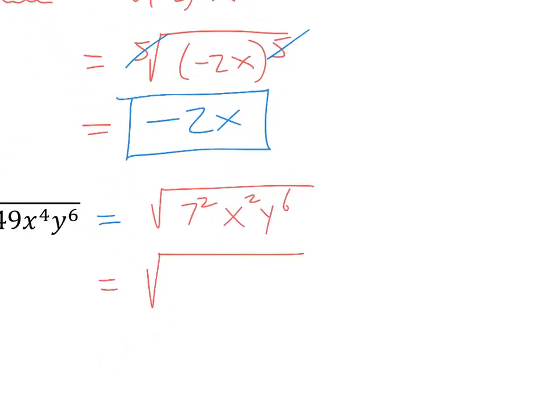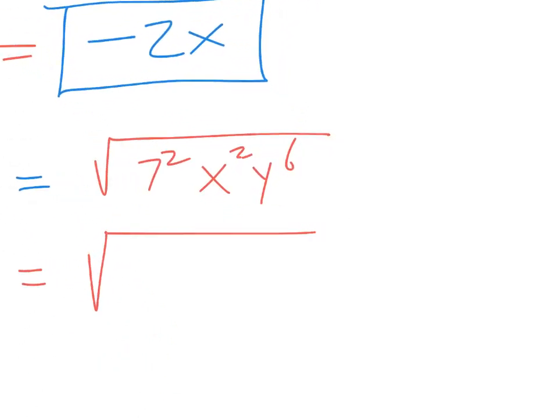Well, we're trying to write this as something squared because that square root will cancel that out. Well, if I have a 7 here, this 7 squared equals that. These two things have to be equivalent. Then I have an x squared. All right, so let's put an x there. And then I have a y cubed.